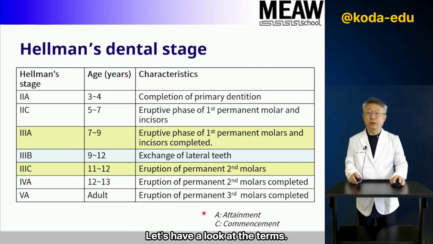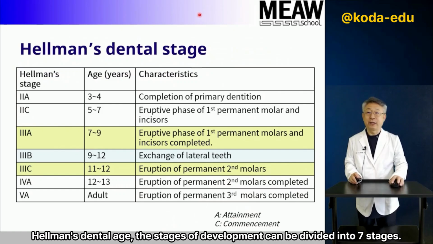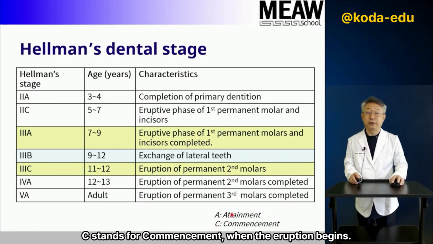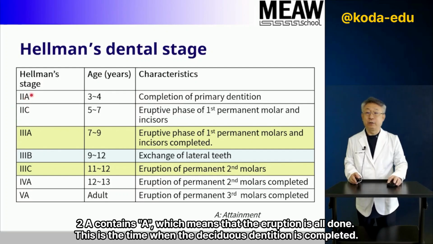Let's have a look at the terms. Hellman's dental age: the stages of development can be divided into 7 stages. A stands for attainment, when the eruption is done. C stands for commencement, when the eruption begins. 2A contains A, which means that the eruption is all done. This is the time when the deciduous dentition is completed.